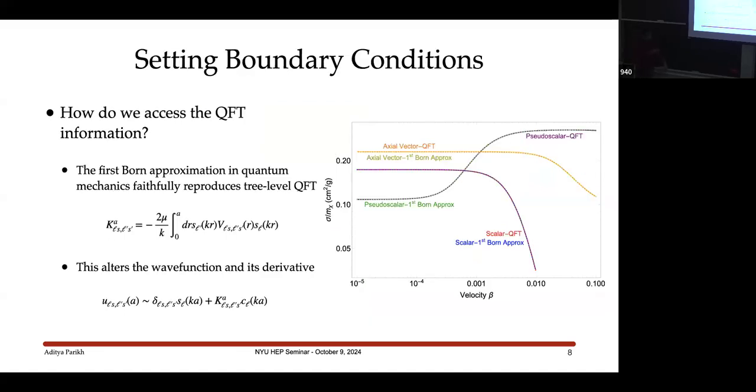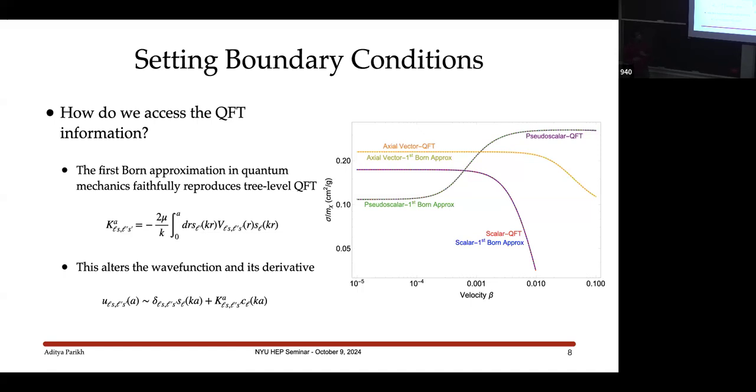Okay. So I talked about using the QFT description to set the boundary conditions. What I'm going to do is actually use the first Born approximation as a proxy for doing that. Over here I'm showing that regardless of what velocity I'm looking at, if I take the first Born approximation and the tree level QFT calculation in all three of these different cases, I faithfully reproduce exactly what's happening. So if I trust that my first Born approximation faithfully reproduces tree level QFT, I can compute this K matrix, which is basically a multi-wave, coupled channel generalization of tan delta L, essentially the phase shift.